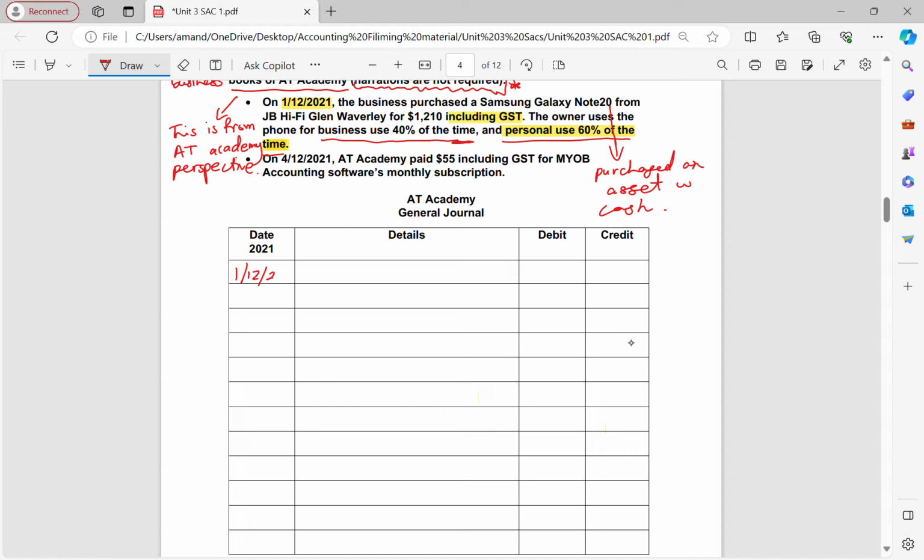I probably want to write the date. I wouldn't care too much about 21. You can write it if you want, but it's already there, 2021 at the top, so don't stress about anything like that. So I'm going to put, because our business's asset has increased, which is the phone, Samsung Galaxy, if you want to make it clear, so this is the asset which is being debited, and that is actually going to be 1210 divided by 1.1 because it's including the GST.